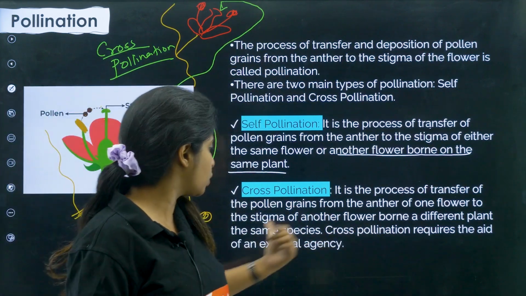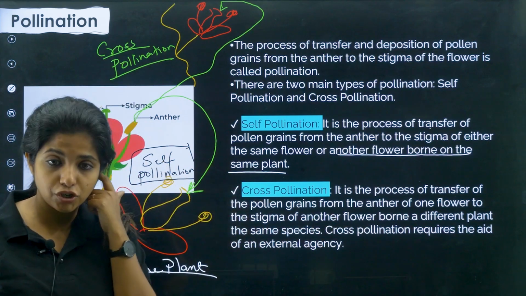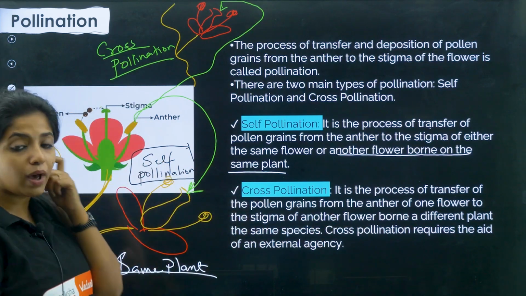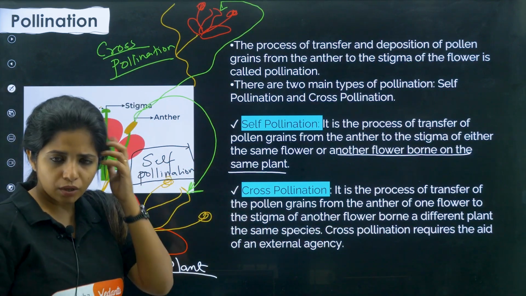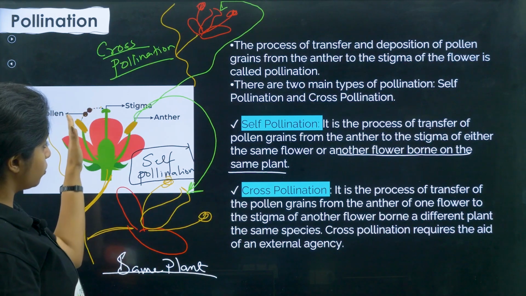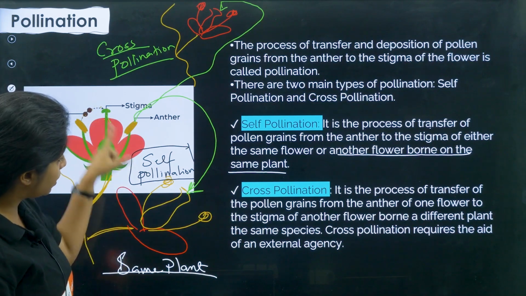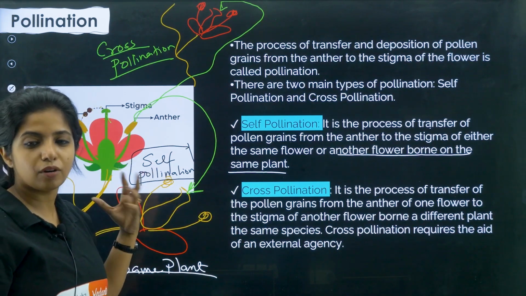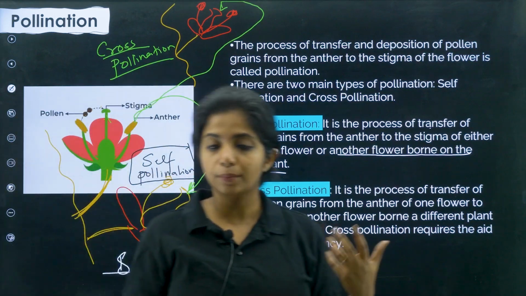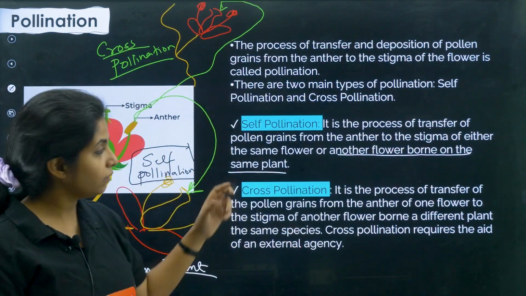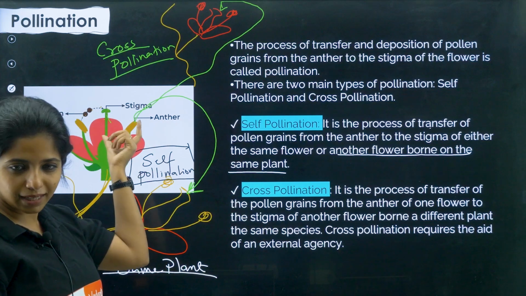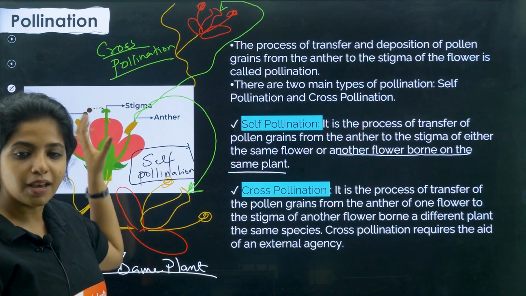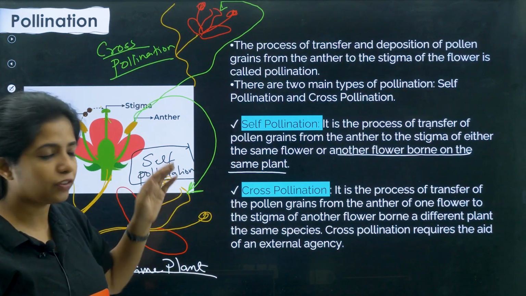So cross pollination requires the aid of an external agency. Over here, you might not require an external agency as external support. From here they are very close, so things can move. From here to here you might need a bee or a butterfly or whatever insect, or wind, something should be there. But usually we say self-pollination for this thing. We tend to forget this, but this is also a type of self-pollination. Please do not forget that.